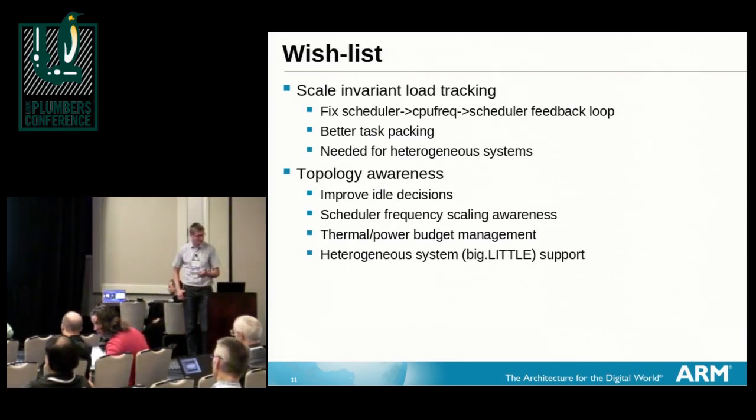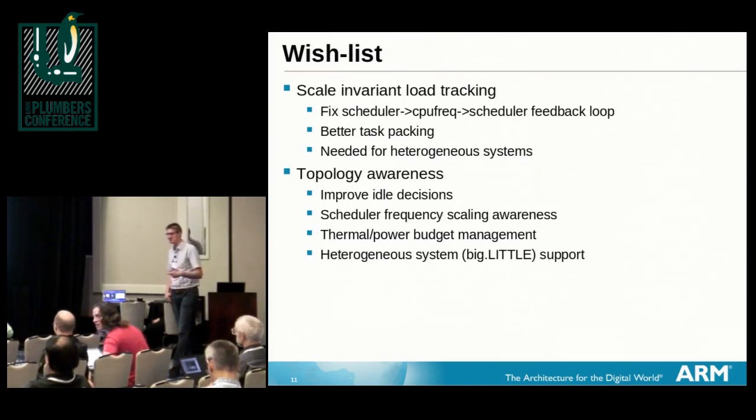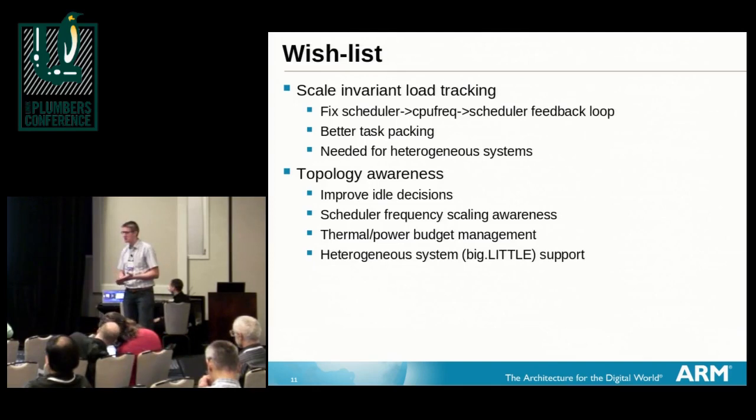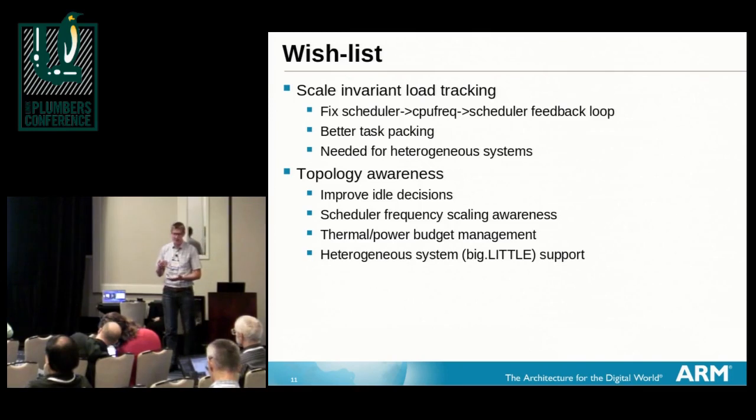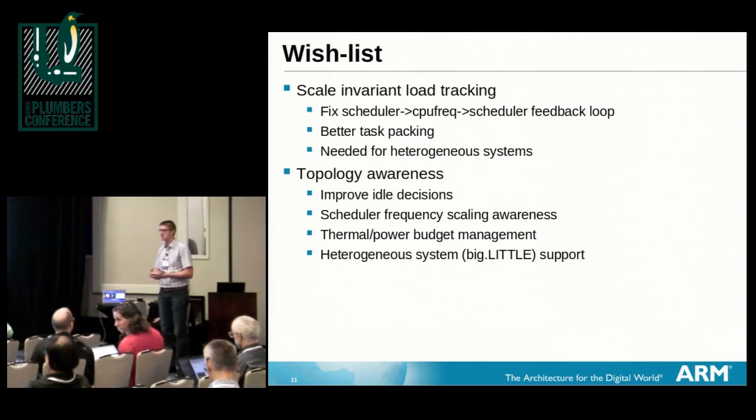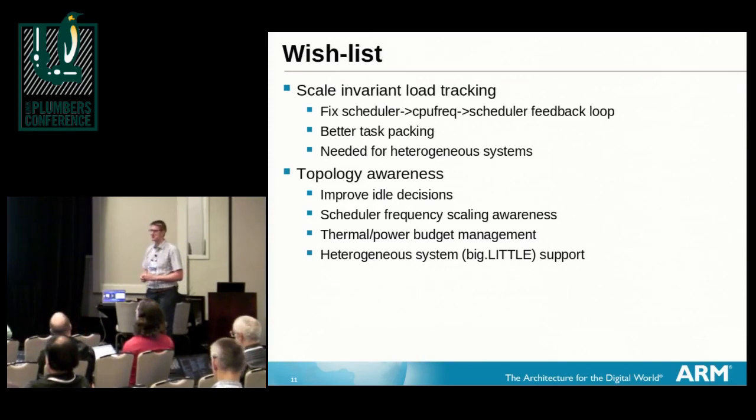Back to the wish list. If we implement this load scaling, it would help us do packing better. And it would also help us with load balancing for big.LITTLE-like systems. Because the problem we have right now is if we move a task from a little CPU to a big CPU, because it's been running slower on the little CPU, it appears bigger. And when we move it over, it will appear smaller because it's running faster. So it's just the frequency scaling problem multiplied by the microarchitecture difference.